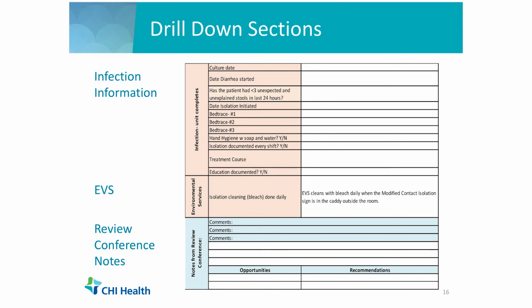Then we have a little section at the bottom where we put our review conference notes, and then our opportunities and recommendations, and then that can go out to staff as a learning tool. Those are the things we use to educate on. Our education always goes back to the staff for the unit that was involved directly, and then more general education for all the staff, just in general, don't forget to do this if there was something that was missed, if there was an opportunity.